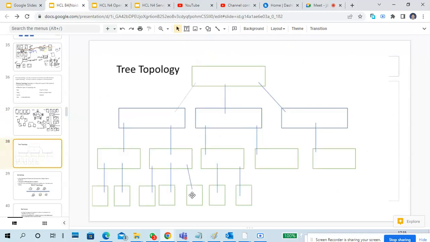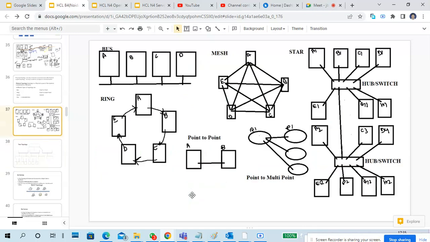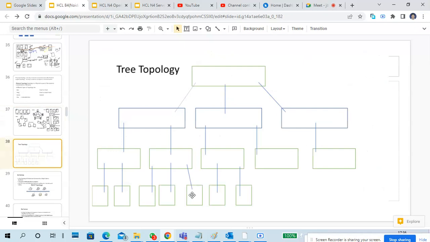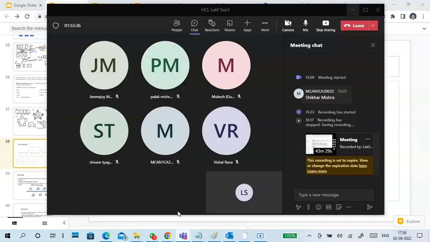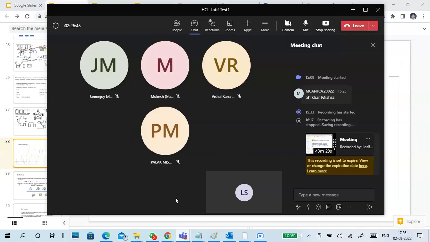The last topology is the tree topology. All are man-made only, but these are the standards I learned in my academies and later in CCNA. But some people are asking what the tree topology is.